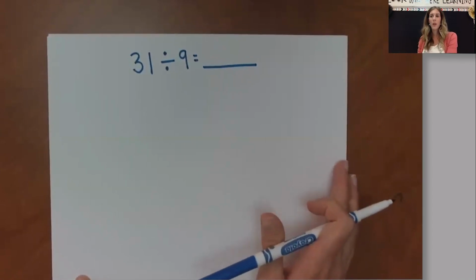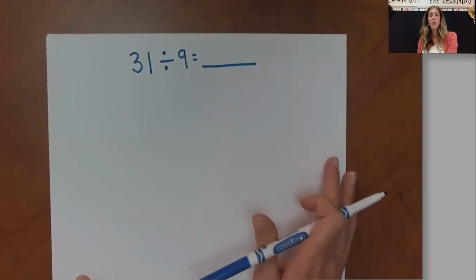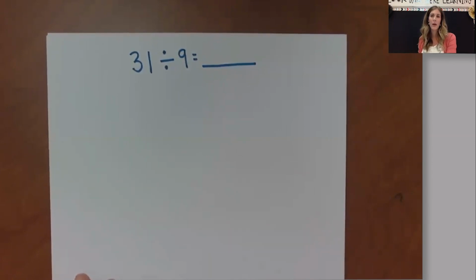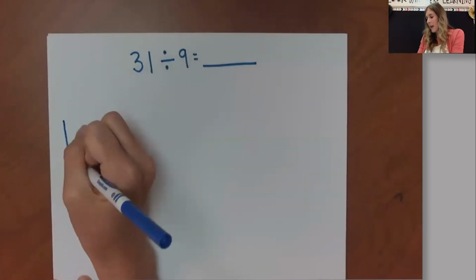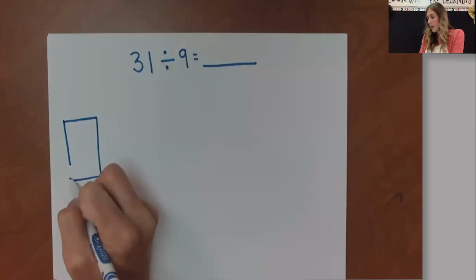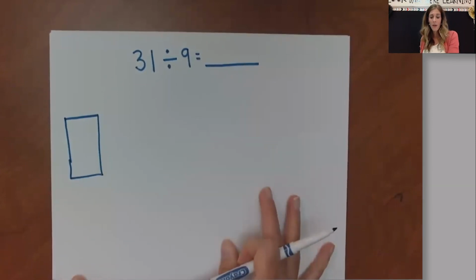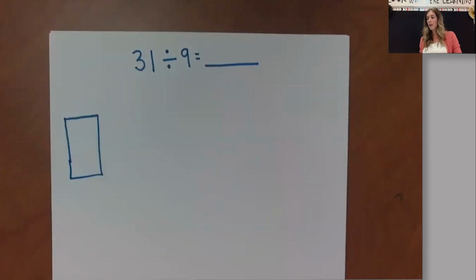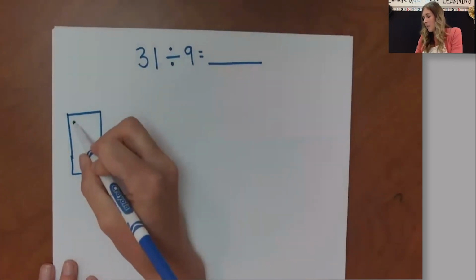So let's draw a picture. You draw with me. I'm going to draw a rectangle to represent each van, and I'm going to figure out how many students fit in one van. It told us 9, and I'm just going to draw dots inside the rectangle to represent each student. So first van, let's draw a rectangle. And how many students can fit in each van? Correct, 9. So I'm going to draw 9.